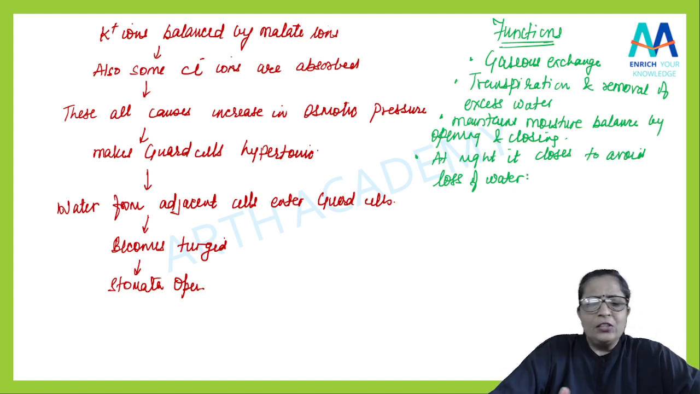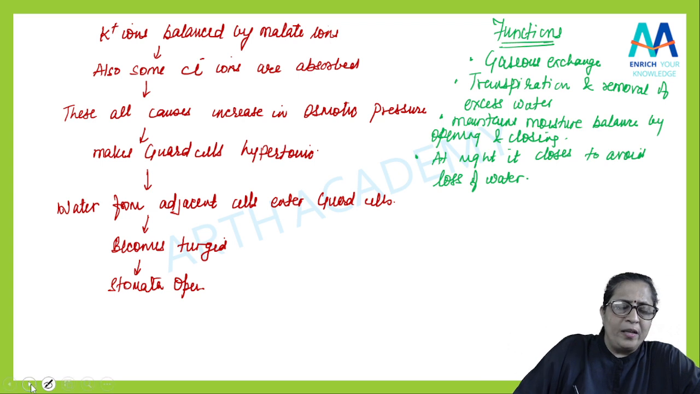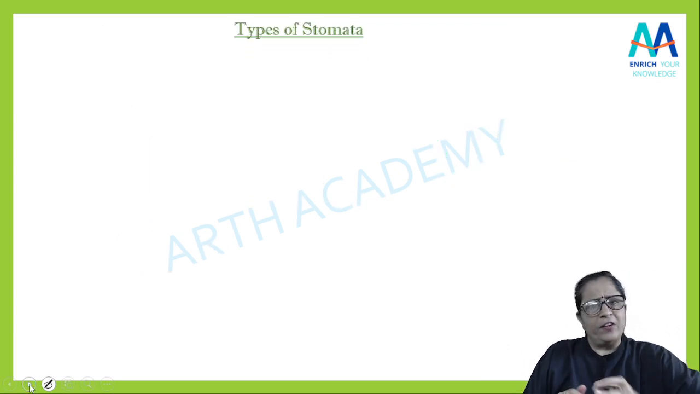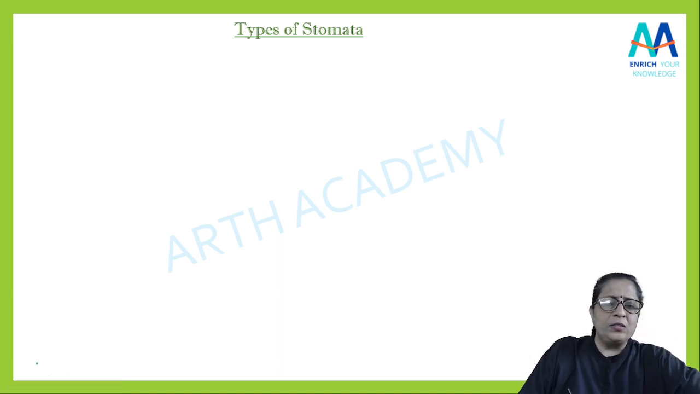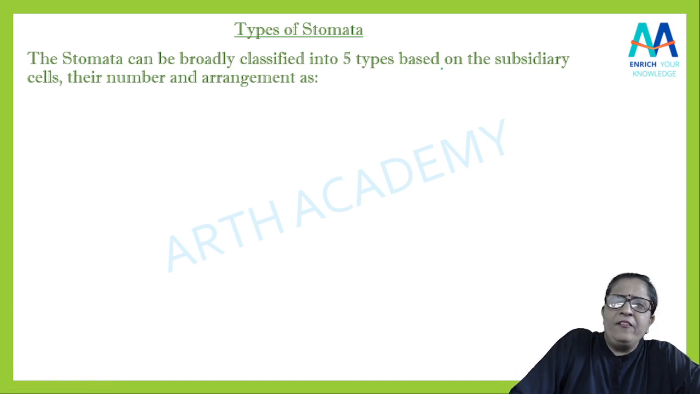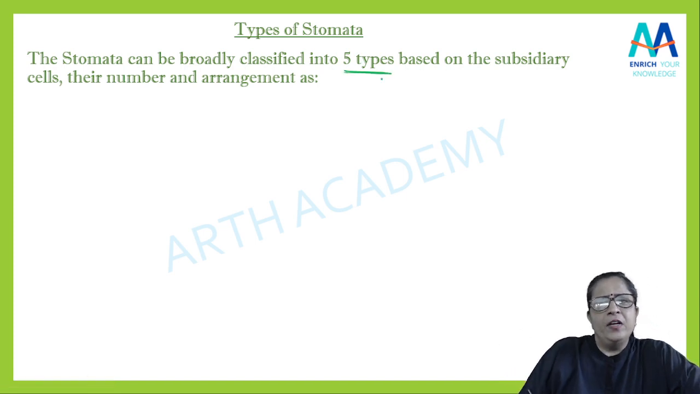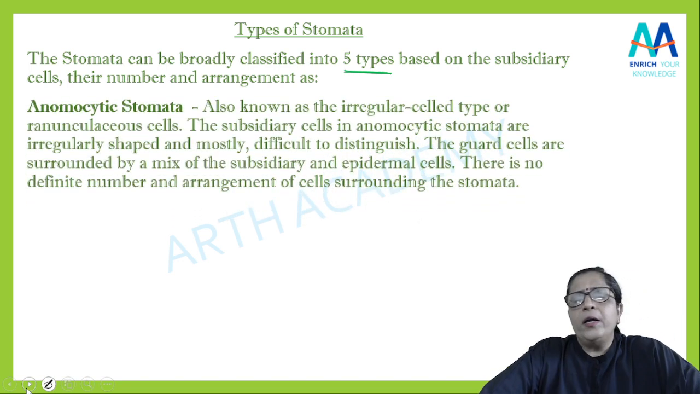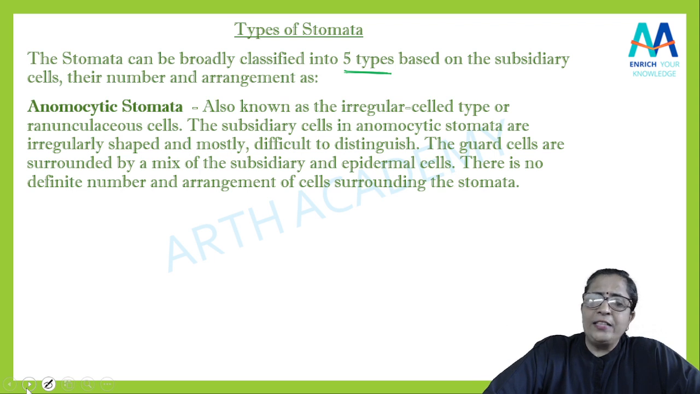Got it, students? So these are some functions of stomata. Now we will move to the different types of stomata. We'll थोड़ा सा fast जाएंगे. Types of stomata, students. There are different types of stomata. Mainly we can classify them into 5 types based on the subsidiary cells, है ना. तो पहला टाइप है आपका anomocytic stomata. Yes, anomocytic stomata.